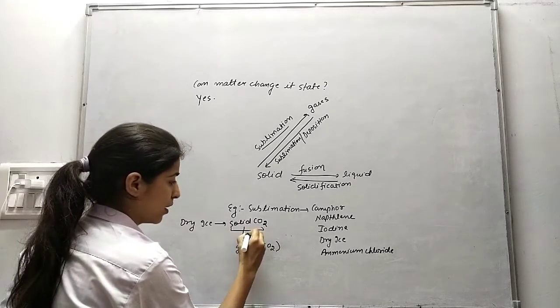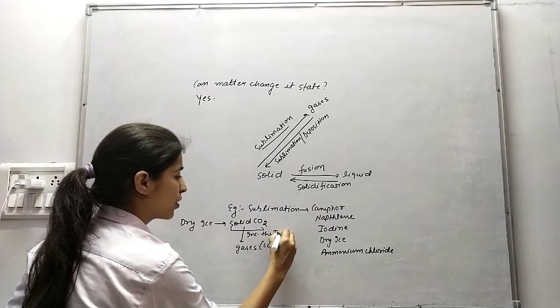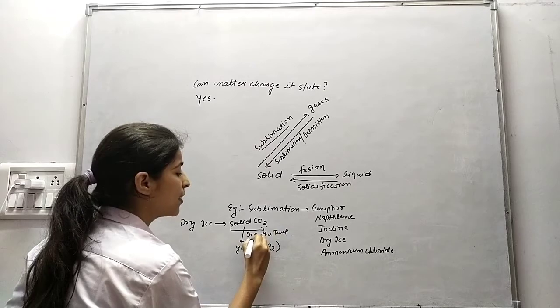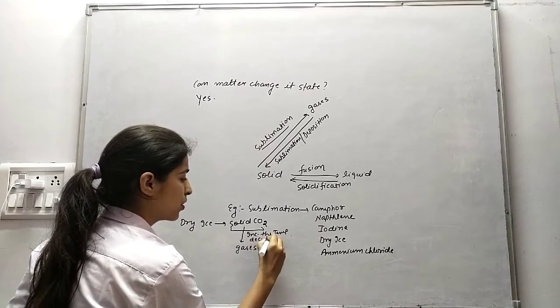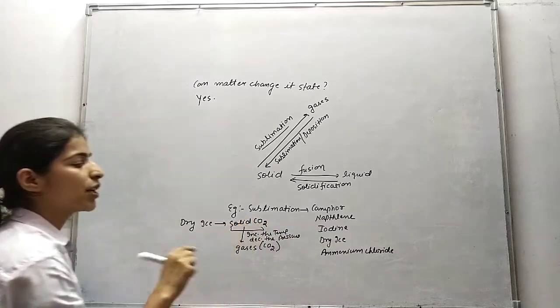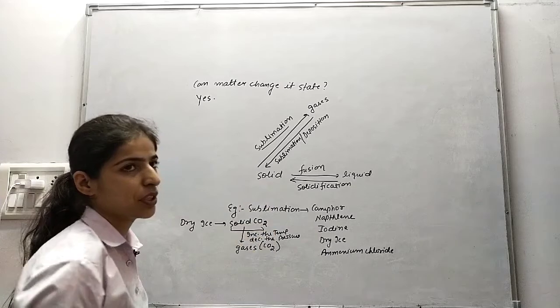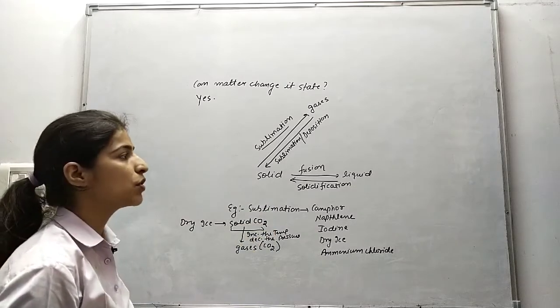by increasing the temperature or by decreasing the pressure. Fine. We can convert the solid into the gaseous state. That is known as sublimation, and the reverse is called deposition.